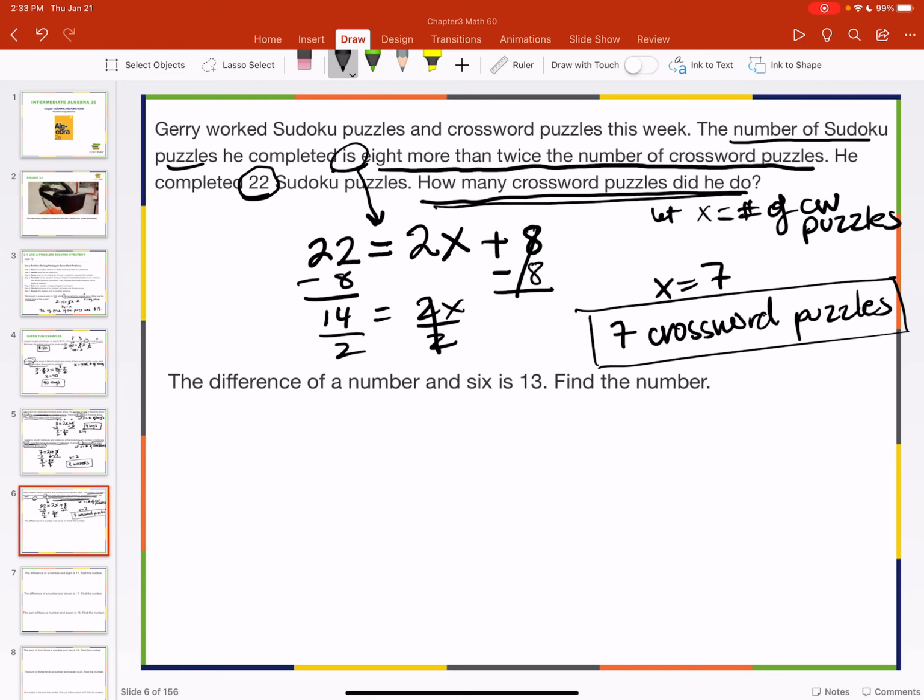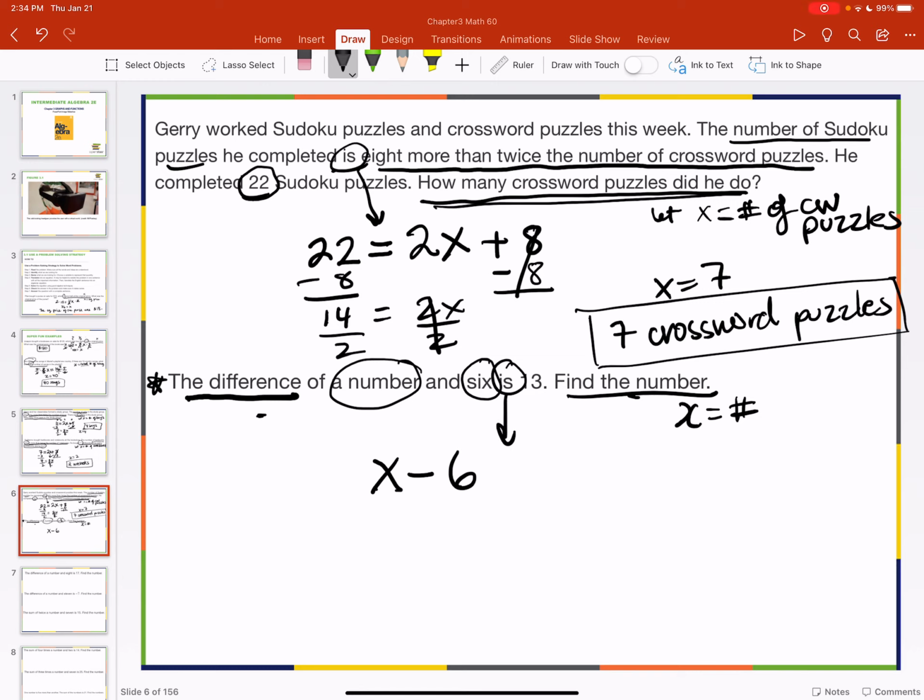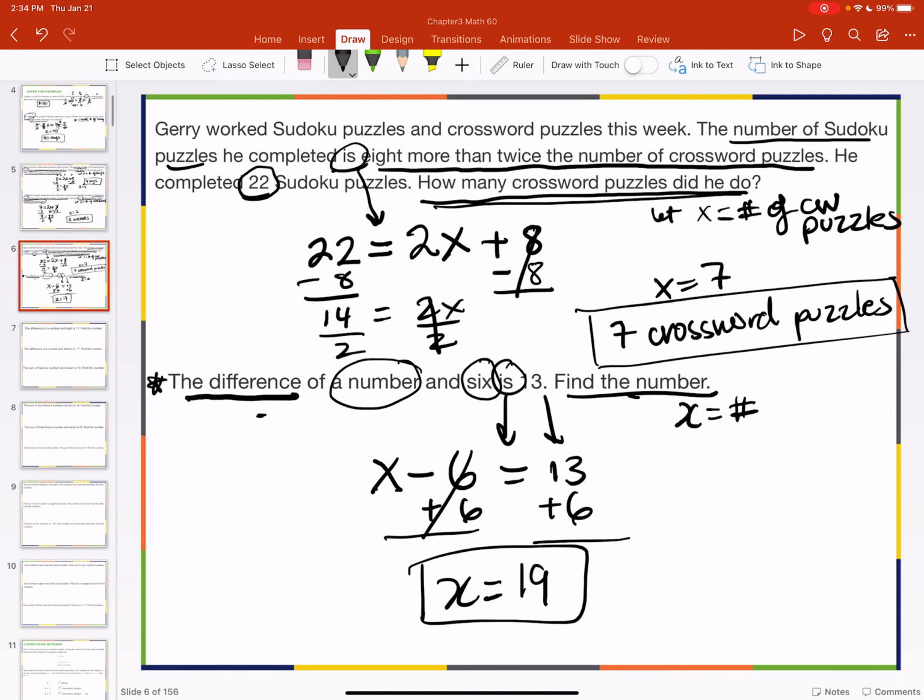Okay, now I like these because these are really nice because they're just straight up. So the difference, that means we know we're going to talk about subtraction, right? Of what? What's the difference of a number and 6? So we don't know what the number is, so we let X equal the number. And so we say the difference of a number and 6 is 13. Find the number. Not too bad, right? So then just solve for X. X is equal to 13 plus 6 is 19, and that's it. Okay, or you could use N.